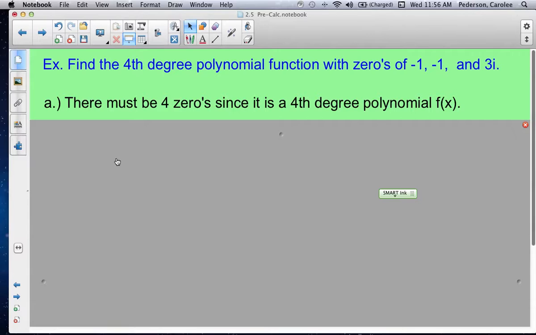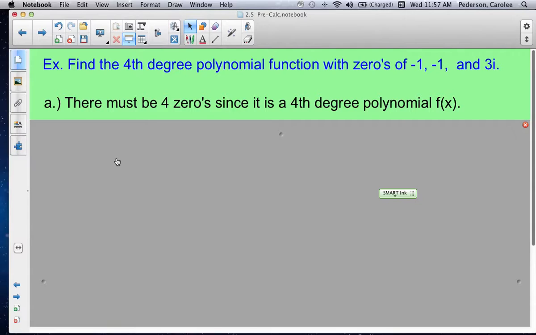So here's our next example. They tell us that we have a 4th degree polynomial, and they give us 3 out of our 4 zeros. And we want to come up with the equation for this function. So we have 2 real zeros, which will be x-intercepts at -1 and -1, a repeated zero. It's a multiplicity of 2. We talked about that earlier in chapter 2. And then we have a complex zero of 3i.